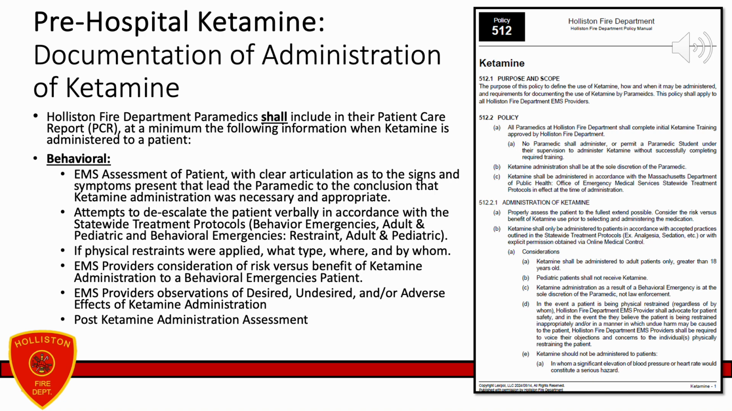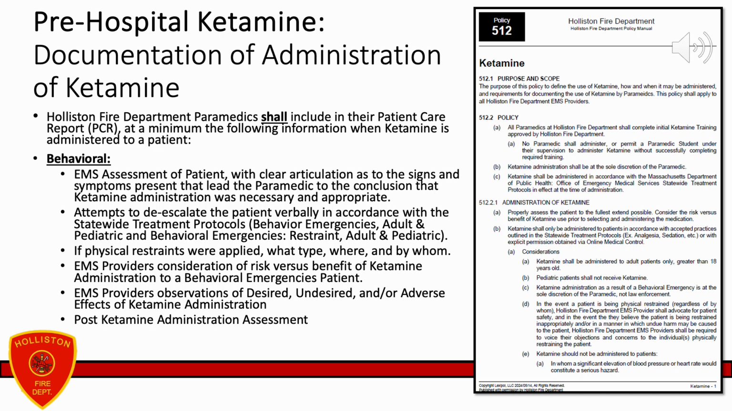If physical restraints were applied, document what type they were, how they were applied, and who applied them, and then your follow-up assessment, making sure you have circulation, sensation, and movement of distal extremities after the application of physical restraints. EMS providers must consider the risk versus benefit of ketamine administration for the behavioral patient. Again, explain why a different medication may not have been the best choice and why ketamine was the best choice. It is important to document and understand the risks that were discovered during that time.